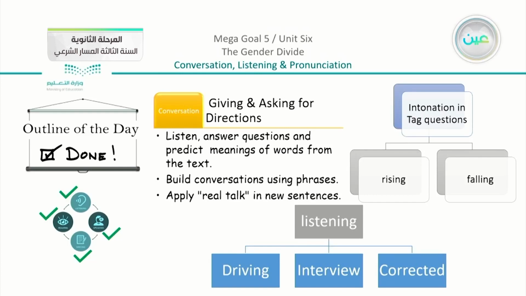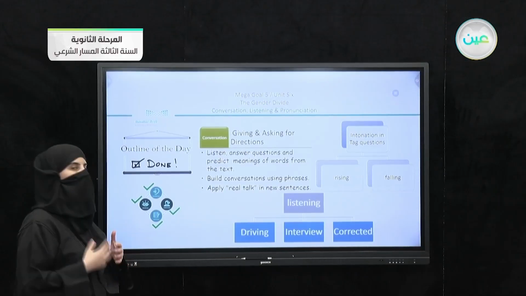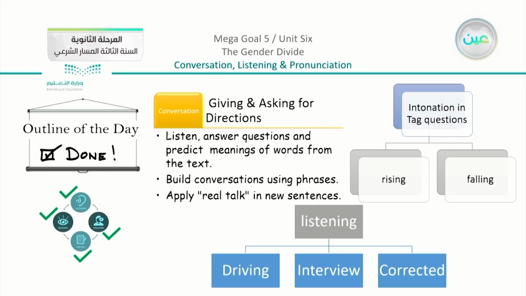At the very end, our outline for the day. First of all, we had our conversation part, about giving and asking directions. We listened, answered questions, and predicted meanings of words from the text. We built conversations using phrases and applied real talk in sentences. Then we moved on to the listening part, where we had an interview about driving. There was a book, and we corrected some false statements. And in the last part, we had the pronunciation part, which is the intonation in tag questions, where we have two types of intonation: the rising and the falling.